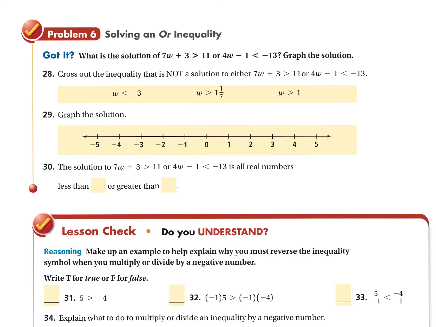All right, so then let's do our last problem, problem 6. And this time we're going to solve an or statement. It's this or this. You cannot be in both places at once if you have an or situation. I can either be here or here, but you can't be in both places at once. So you should not see your graphs of this inequality intersecting.